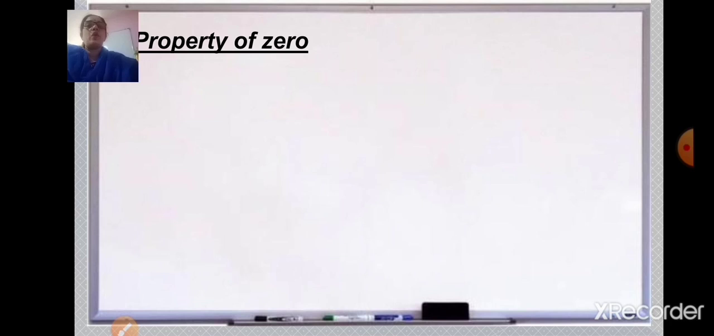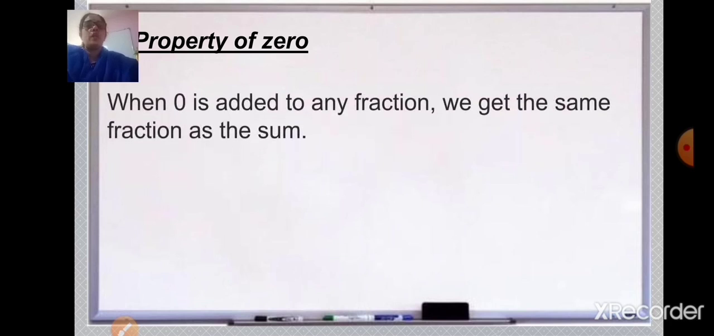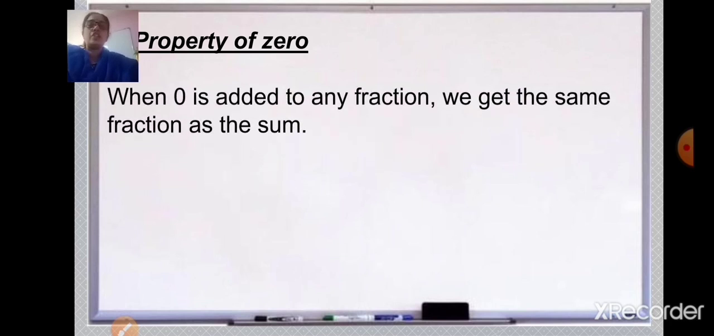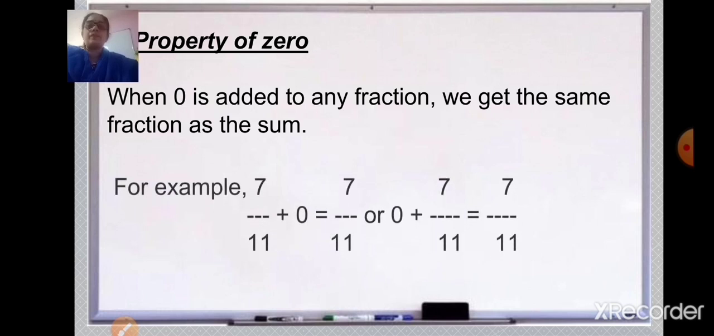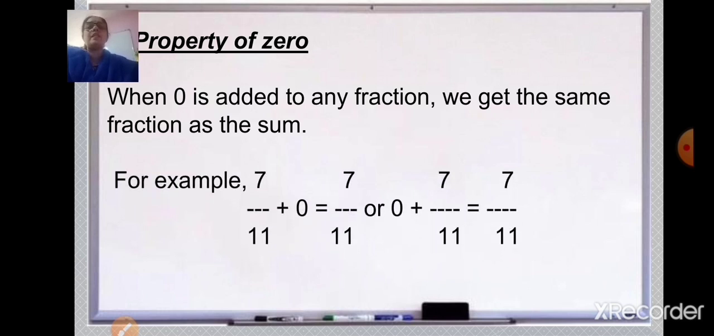The second property is about the property of 0. That is, when 0 is added to any fraction, we get the same fraction as the sum. For example, 7 upon 11 plus 0 is equal to 7 upon 11. Or if you change the order, 0 plus 7 upon 11, the answer will remain the same. That is, you will get the same fraction as the sum, that is 7 upon 11.